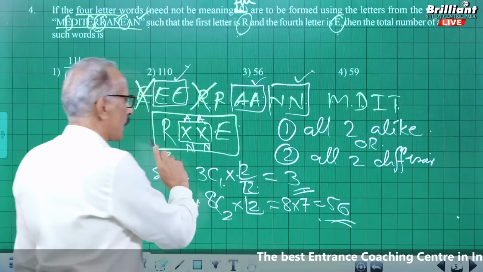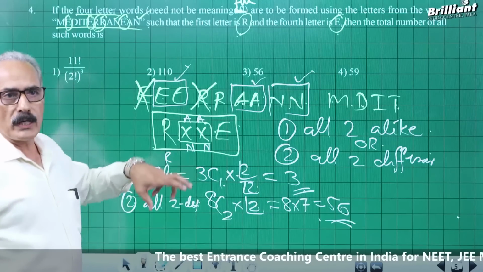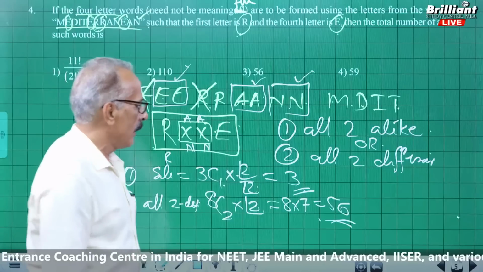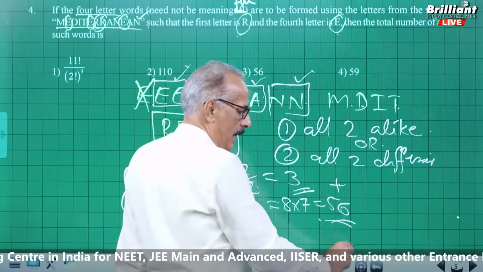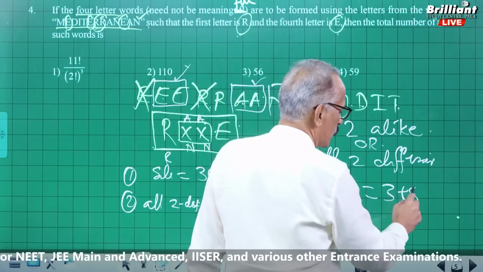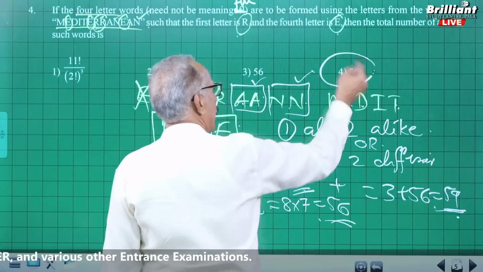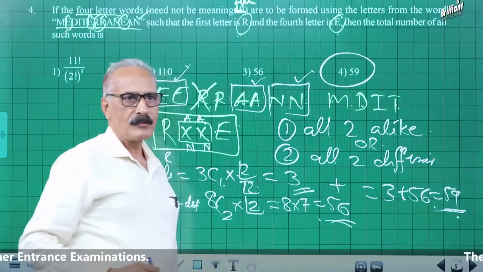Your 4-letter word may have the 2 letters in between them alike or the 2 letters in between them different. Therefore, plus is the answer. So it is 3 plus 56, and that's equal to 59. And your answer is the 4th one, 59. Right?